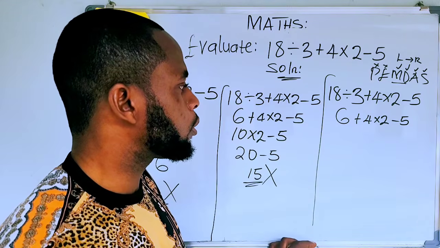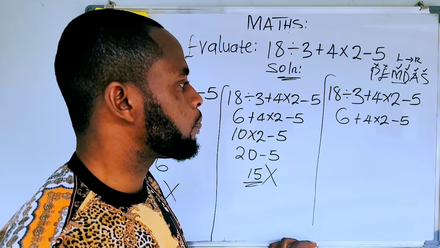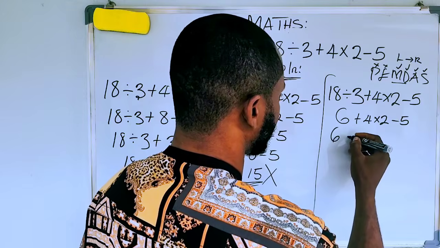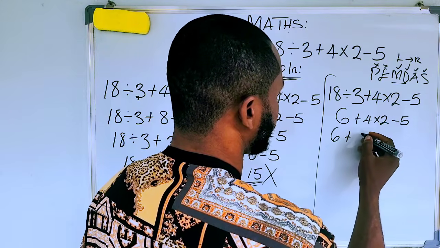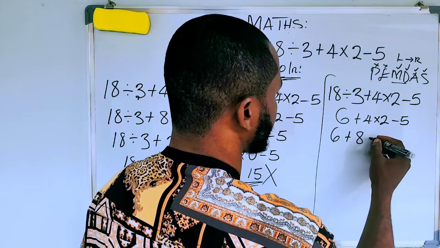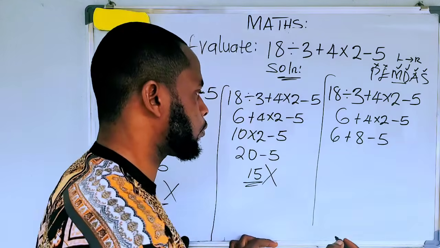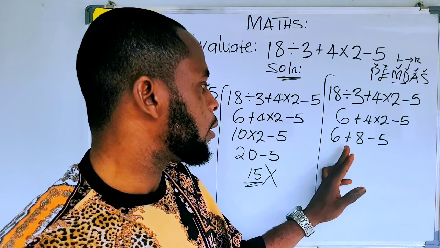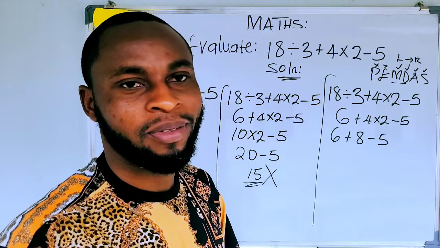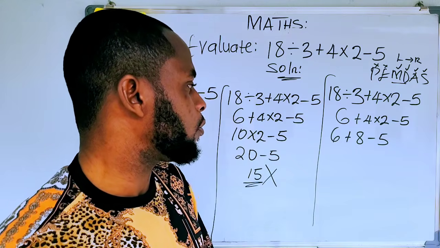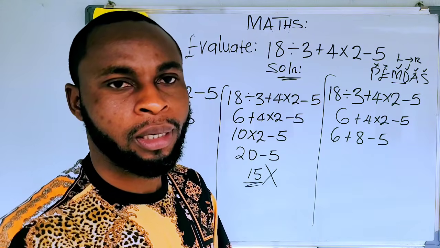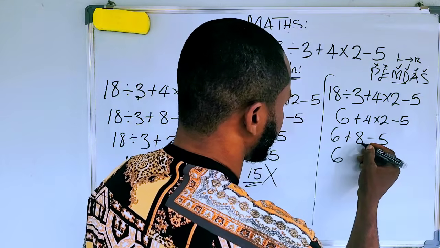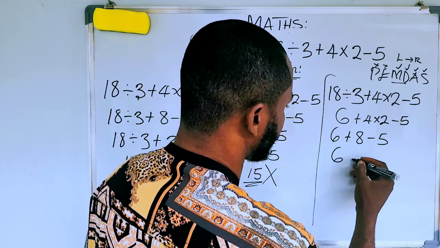Then the next step to consider is multiplication, and we are going to have 6 plus 4 times 2, that gives us 8, minus 5. Then at this point, addition and subtraction have the same order. You can either add or subtract. You still get the same answer. But as such, we are going to have 6 plus 8 minus 5, that gives us 3.